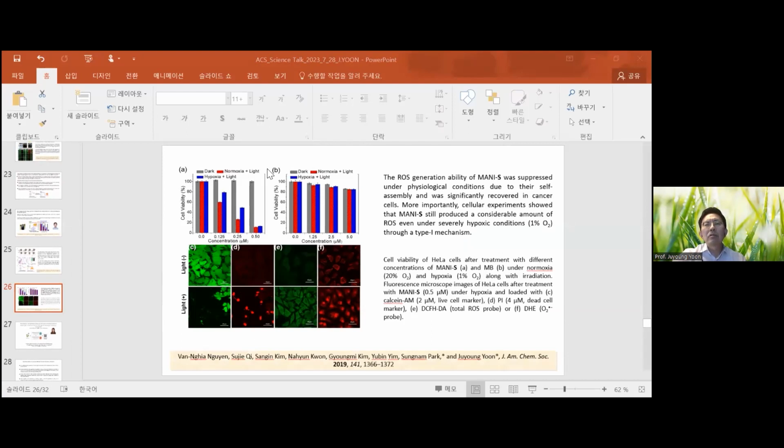It is not actually, as you can see here, it is from the calcein AM and also the ROS probe. So the answer is that this signal comes from the ROS probe, which supports that this probe is generating ROS under hypoxic conditions. So I hope that's the answer to the question.